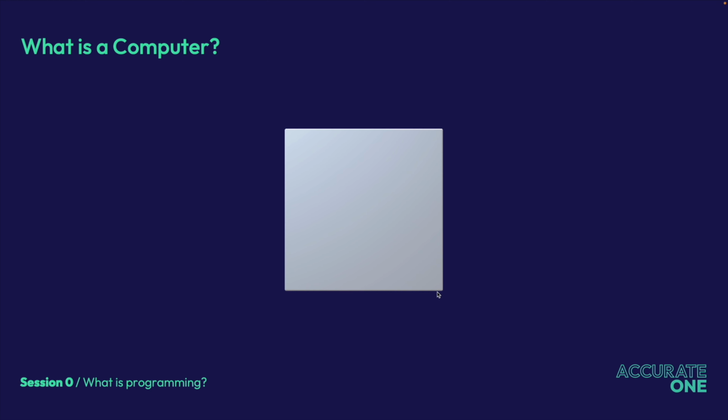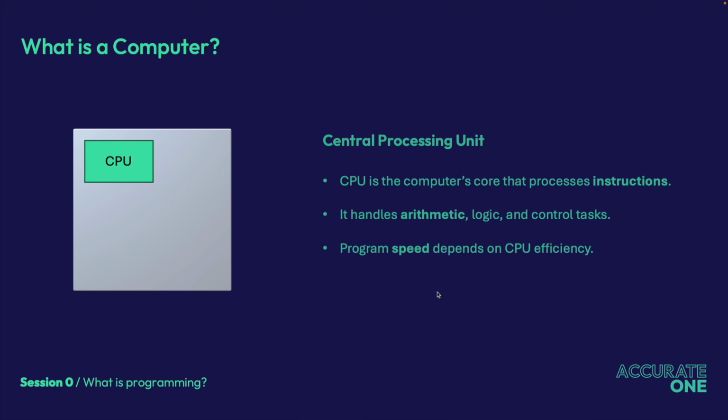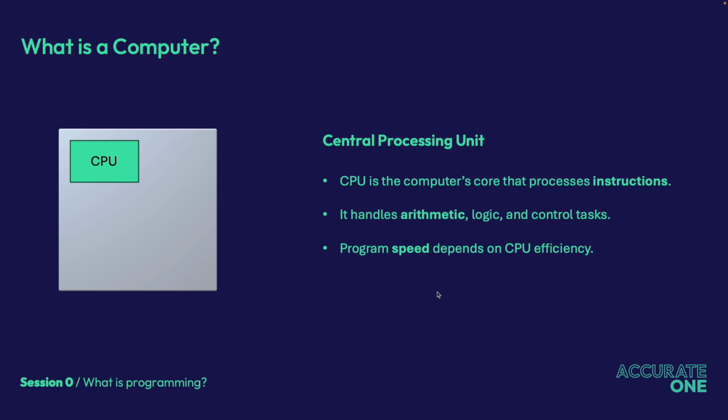Inside the black box, the CPU or central processing unit acts as the brain of the computer. It interprets and processes instructions from our programs. Every time we write a line of code, the CPU executes it, handling all kinds of tasks, from simple calculations to complex operations. Essentially, it's where the magic happens, translating code into actions.